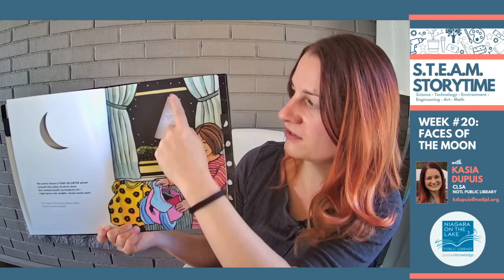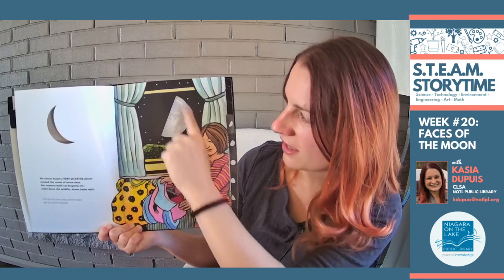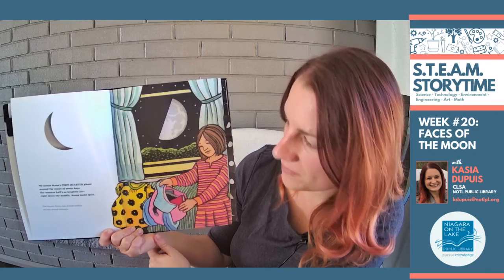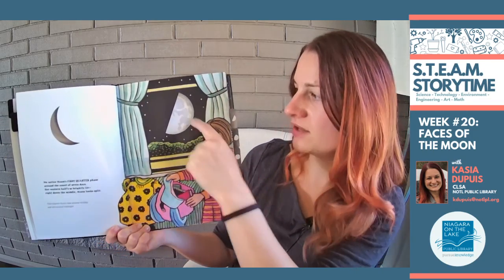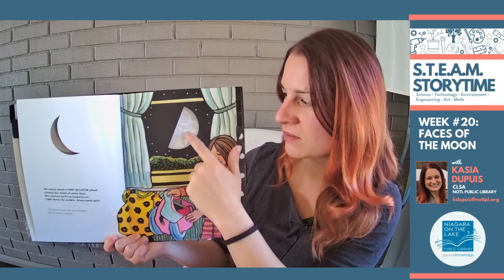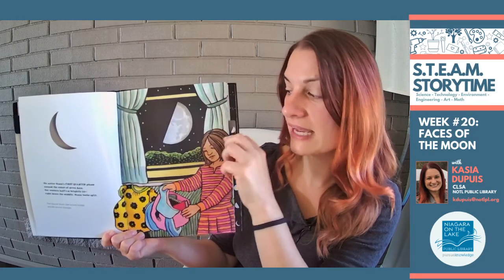So it looks like half an orange or half a sphere, right? And that is called the first quarter. So the first quarter moon rises around midday and sets around midnight. So look, it's getting bigger because we are seeing more of the shiny side, of the reflective side of the moon.